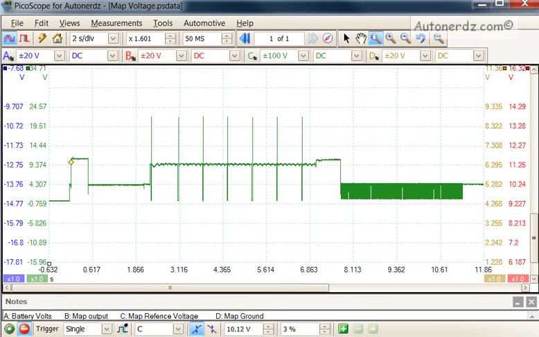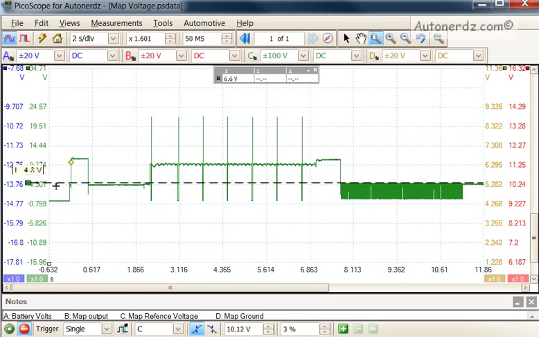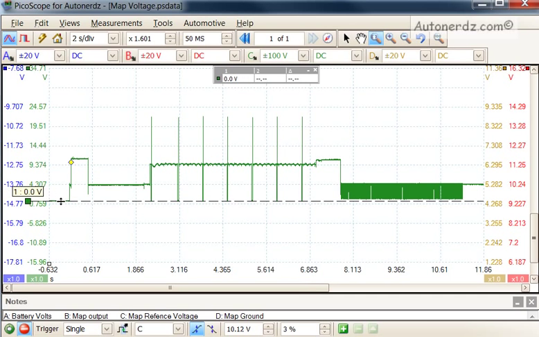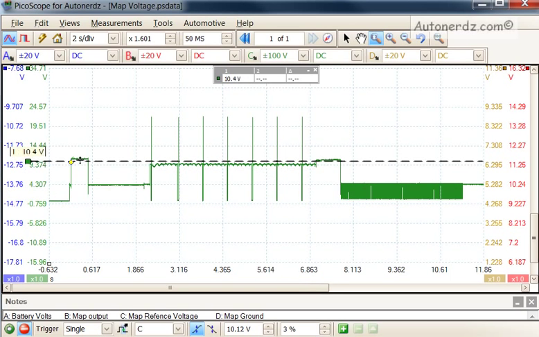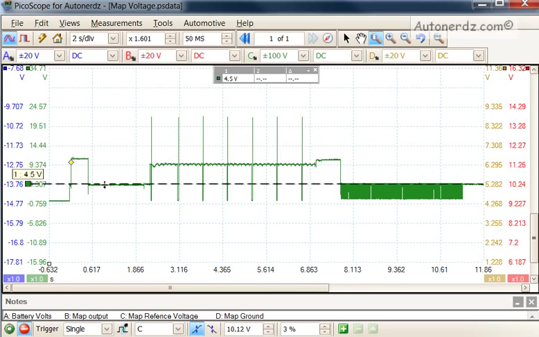So I decided to break out the PicoScope and take a look at the MAP sensor circuit. And right away I noticed some weirdness on what should be the 5-volt reference. Okay, key off, we have 0 volts as we would expect. Now key on, showing 11 volts. Okay, but that's not right. After a short time, that settles down to 4.2 volts.